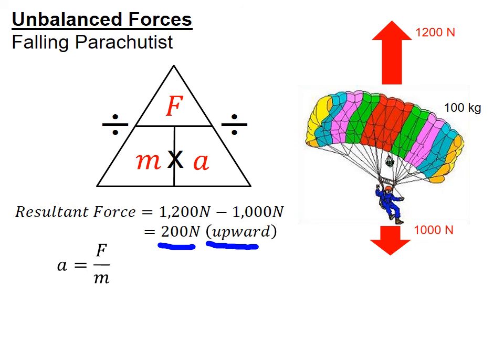Use the same equation, A equals F over m. Use the resultant force divided by the mass, so it's 200 divided by 100, the mass is 100, look. And we get an acceleration upwards of 2 meters per second squared. Now I've used the word acceleration there, but of course it's causing the parachutist to slow down, so it's a deceleration. It's causing the object to get slower.